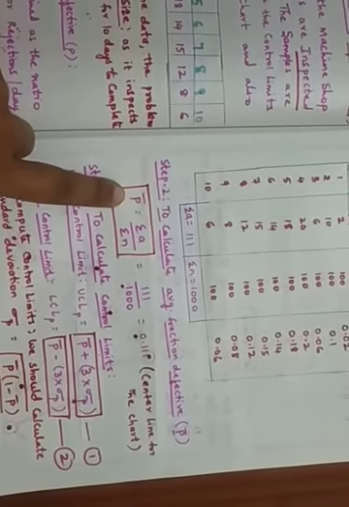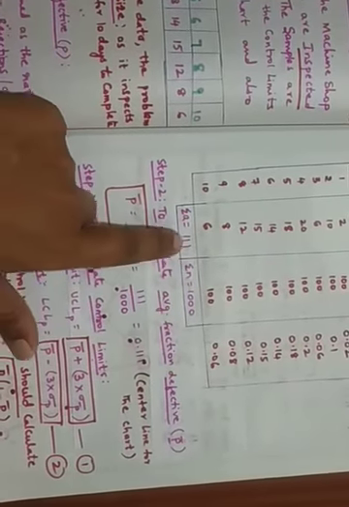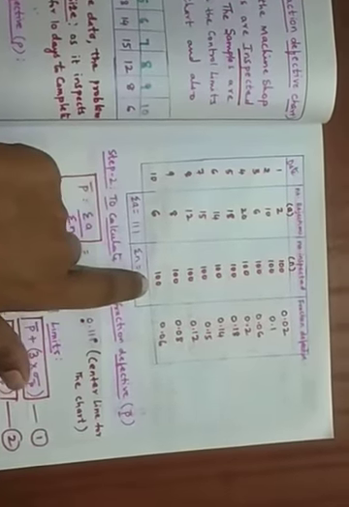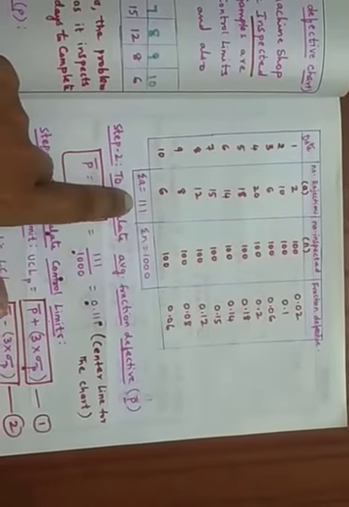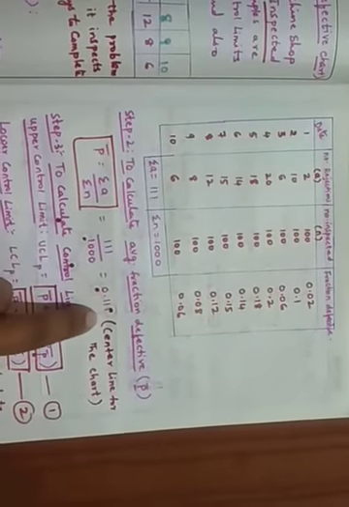Generally, average fraction defective is represented by P bar, and the formula for P bar is equal to summation A upon summation N. Summation A is adding up all the defective values. Summation N is nothing but all the inspected values. So here summation A is equal to 111, and summation N is 1000. 111 upon 1000 is 0.111.